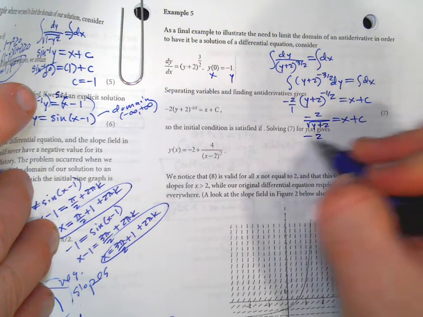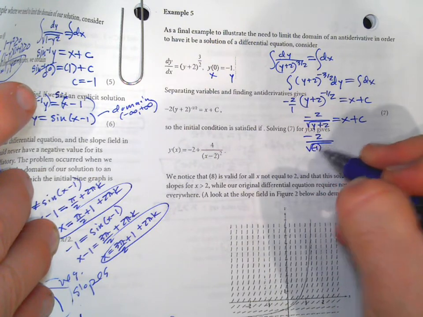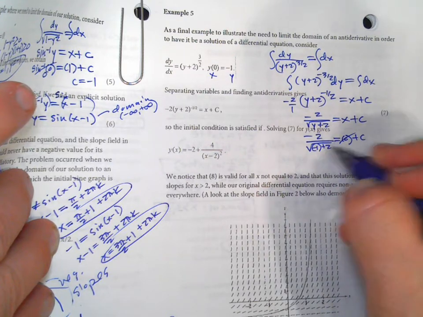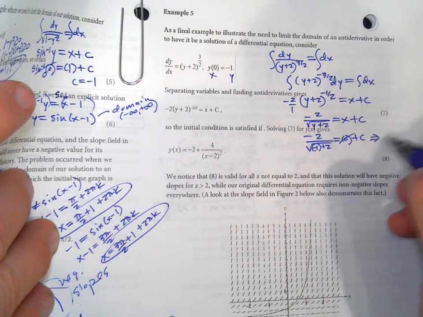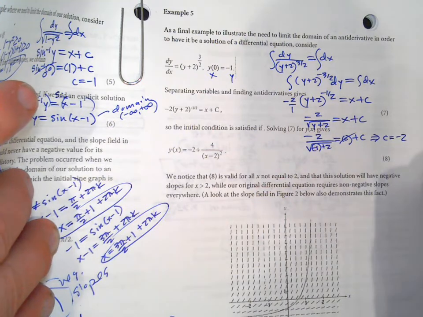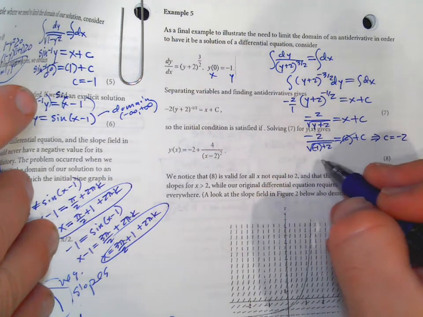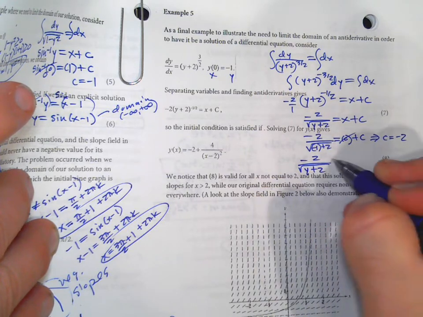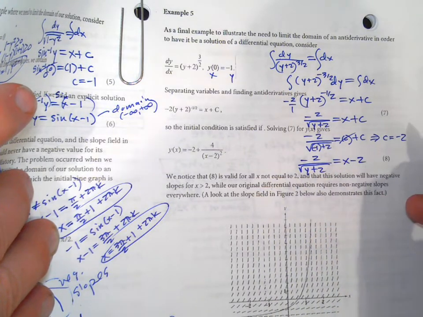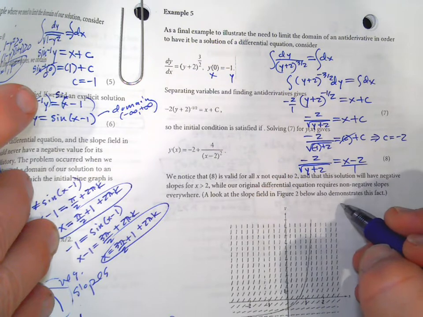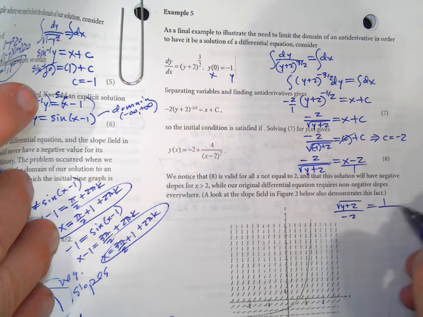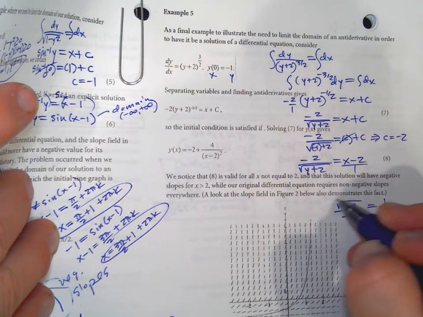I'm going to use the initial condition. Plug in negative 1 for y and 0 for x. That's going to be 1. C is going to equal negative 2. All right, so then we could rewrite this as negative 2 over the square root of y plus 2 equals x minus 2. Now, I'm going to flip both sides, and I'm going to multiply by negative 2.